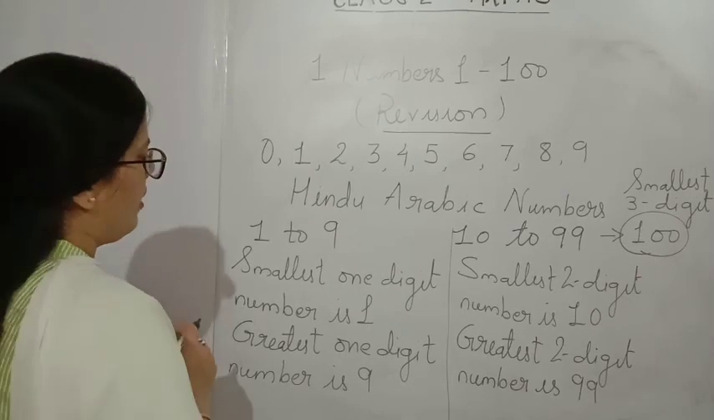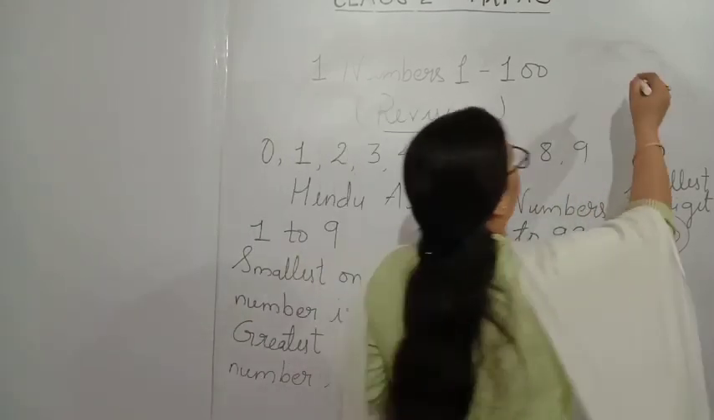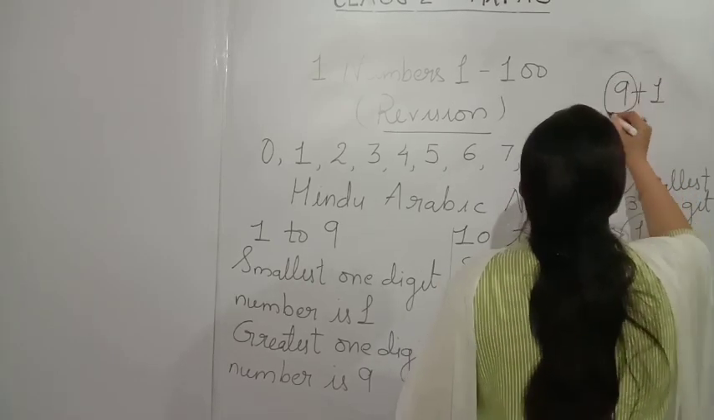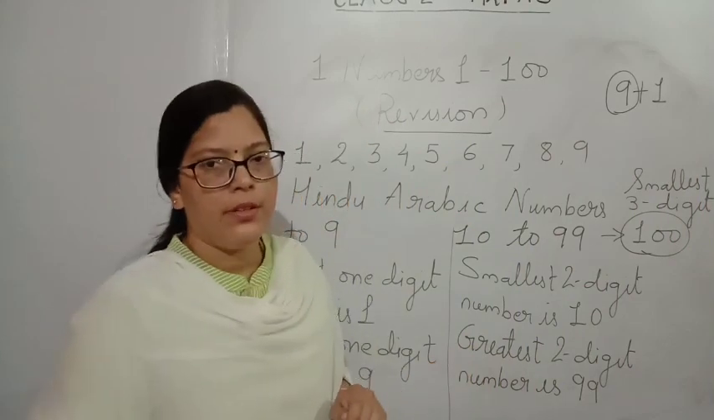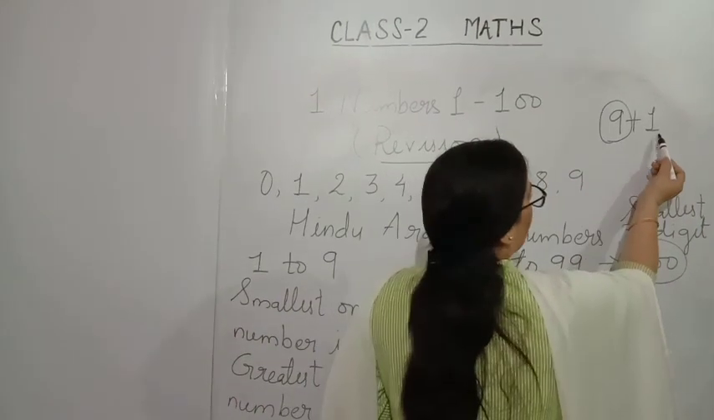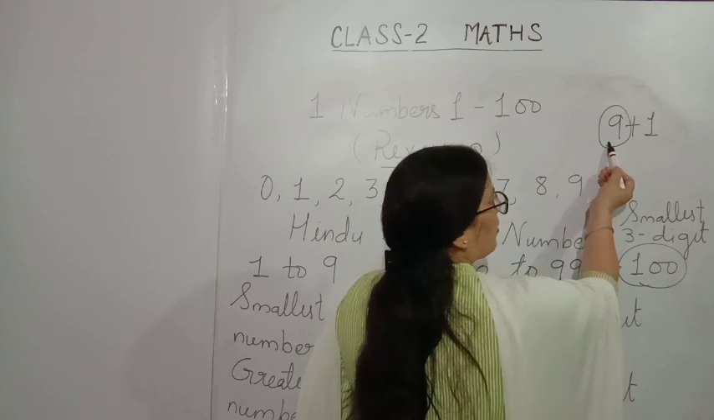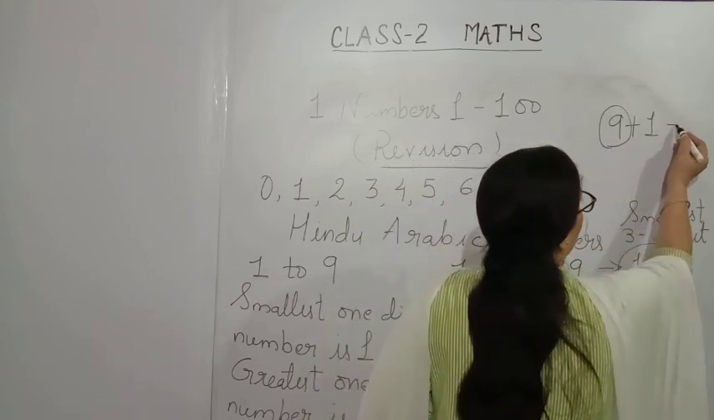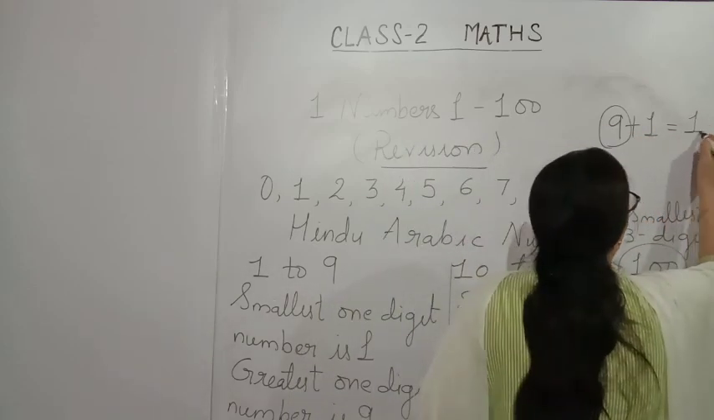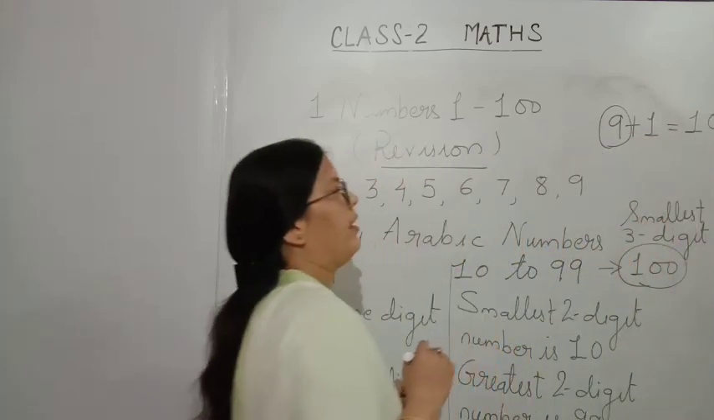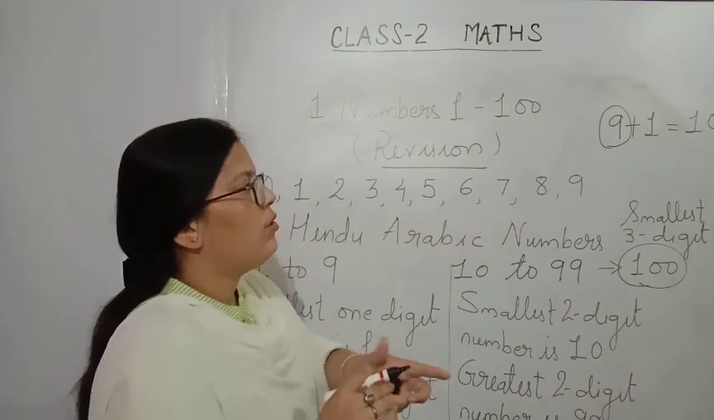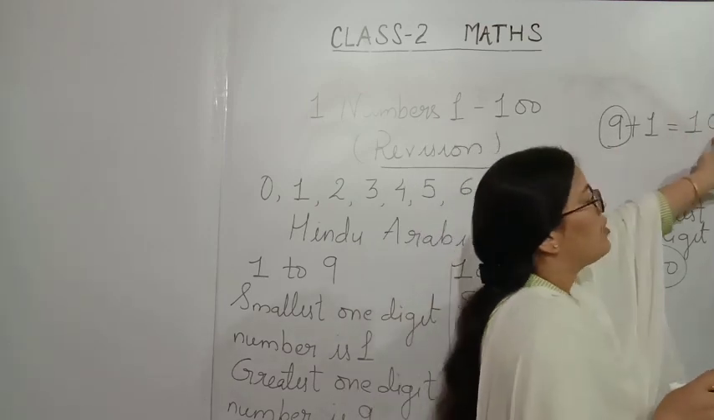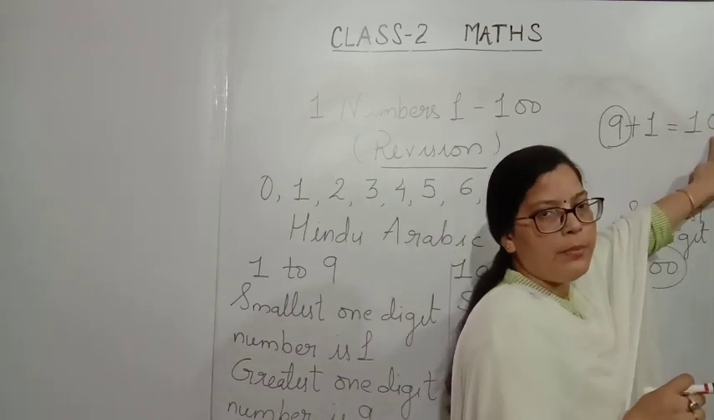Now, when we add 1 to the greatest 1-digit number, what is the greatest 1-digit number? It is 9. So 9 plus 1, when we add, we get 10. So by adding 1 to the greatest 1-digit number, we get the smallest 2-digit number.